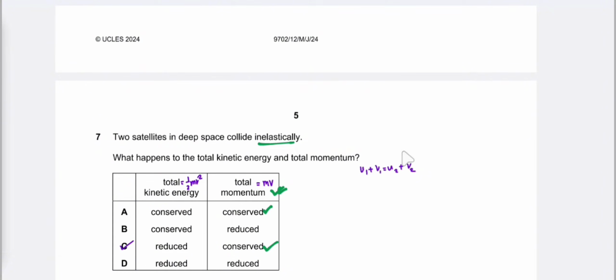And for the relative speed of approach to be equal to the relative speed of separation, we know that u1 plus v1 is equal to u2 plus v2. Since it is an inelastic collision, the relative speed of approach is not equal to the relative speed of separation, and kinetic energy is not conserved. It is reduced. So the correct answer would be C.